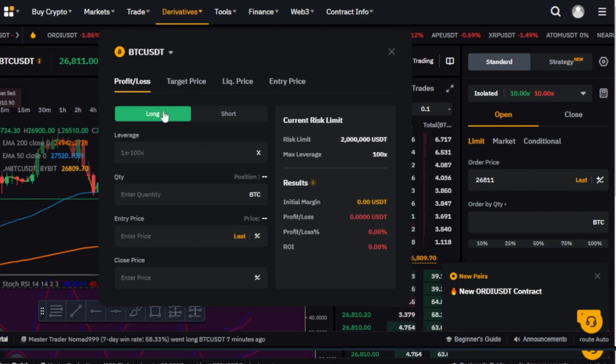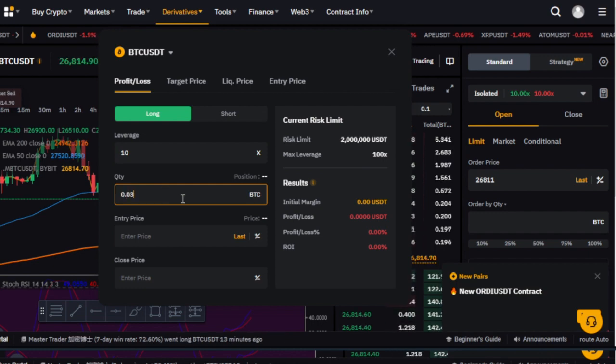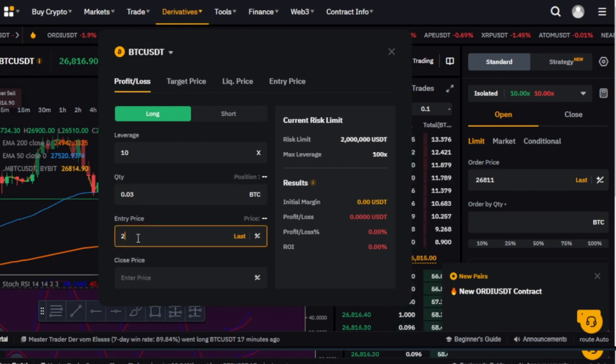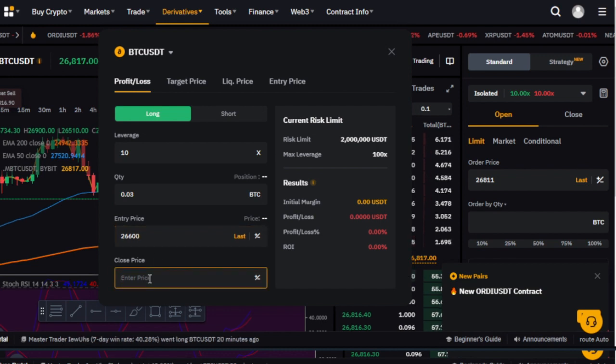Let's say I want to long BTC, and I decide to use 10x leverage. The quantity of BTC I want to trade is, let's say, 0.03, and my entering price is going to be 26,600. Now, where do I want to close this? Maybe I've used my risk reward ratio to determine that. I can say I want to close this at 27,000.